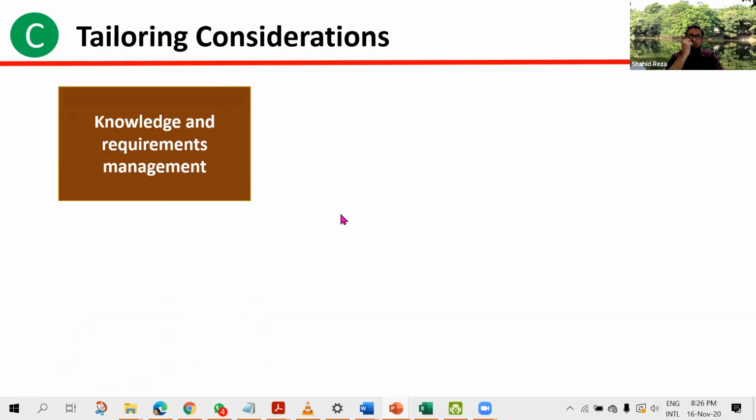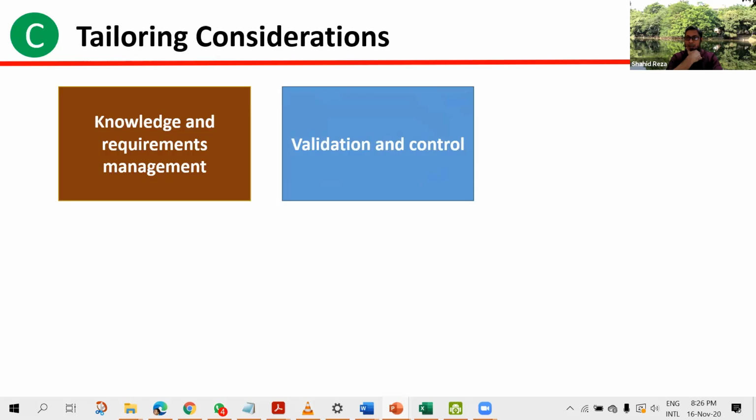Okay, let us discuss tailoring considerations. Knowledge of requirements management is important, as I mentioned earlier. Then validation and control is very important, right? We have seen the processes, right? So: collect requirements, plus define scope, plus create WBS. In predictive project management, at the beginning we try to do all these things and we try to set or fix the scope.